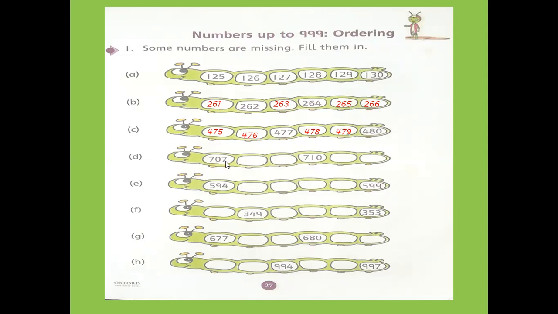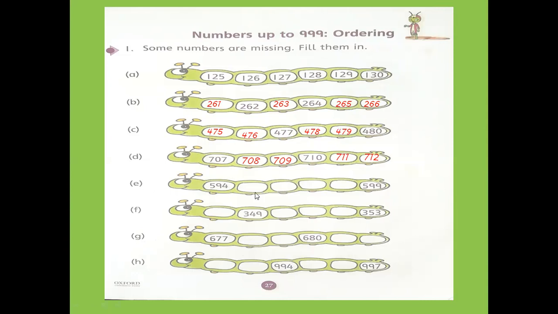D part, 707 is given. And if the first number is given, it is easy for you to write the next number. So after 7, what will come? 8, so 708. And after 8, 9, 709, and 710 is given. After 0, 1, so 711, and after 11, 12, so 712. Now we read 707, 708, 709, 710, 711, and 712.